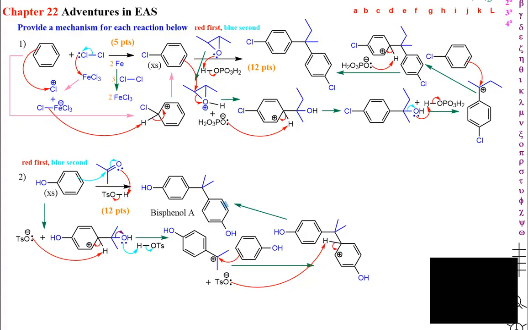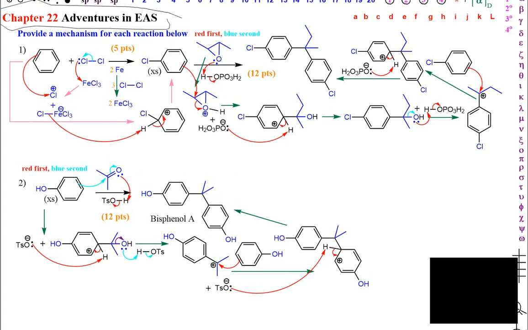You've manufactured bisphenol A. Point count, step by step, it was the same type of mechanism as the previous one up here. So I gave it 12 points. And I hope this exploration of electrophilic aromatic substitution mechanisms has been beneficial to you, and I look forward to our next video.